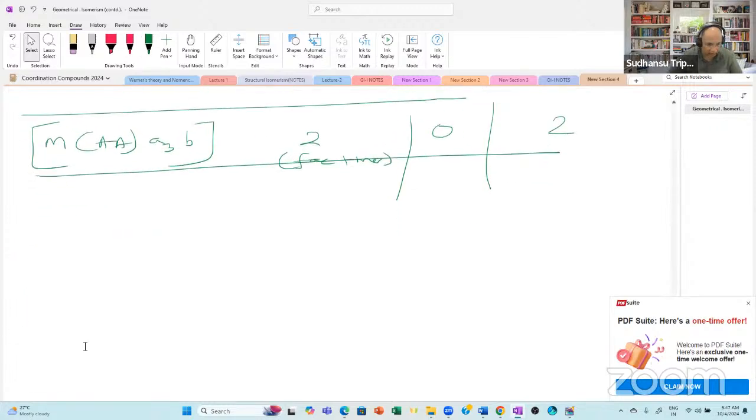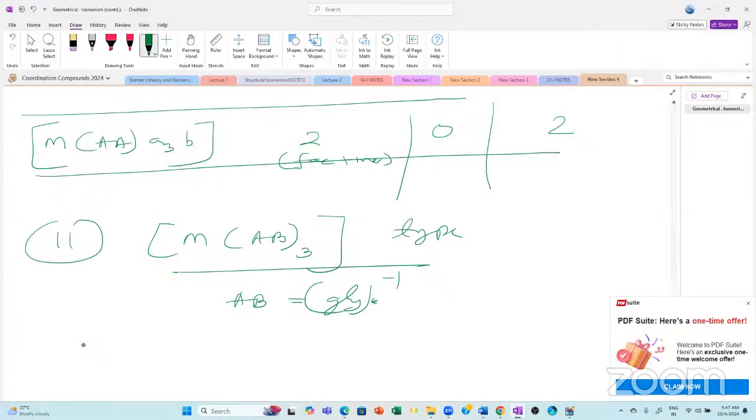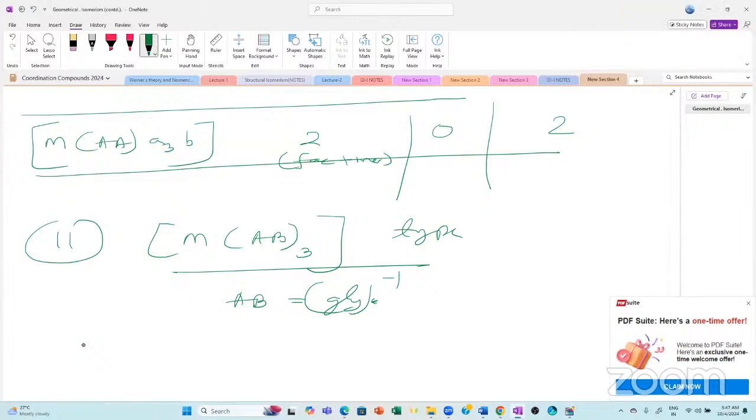Then yes, sir. Go for the 11th, M(AB)3. What is AB? Who can tell me capital AB? Like glycinato, a bidentate ligand having two different donor atoms. Why is it chiral?